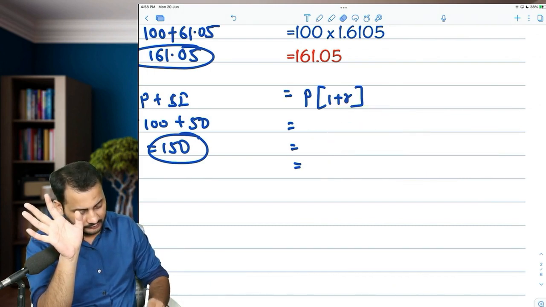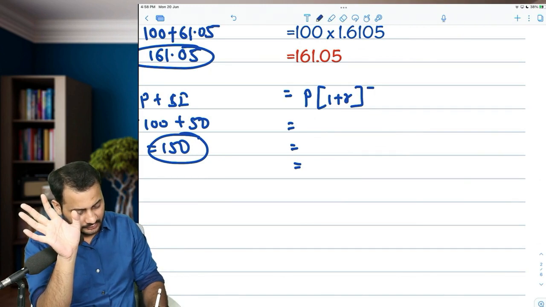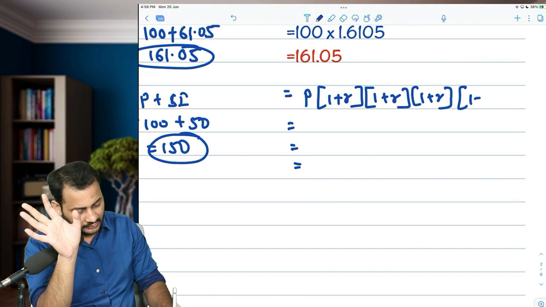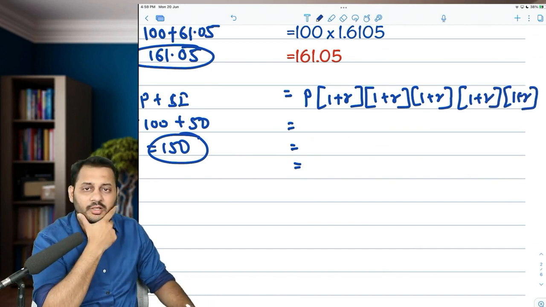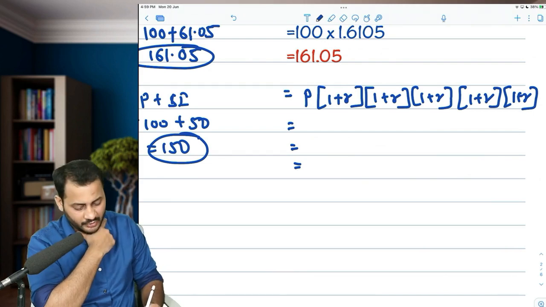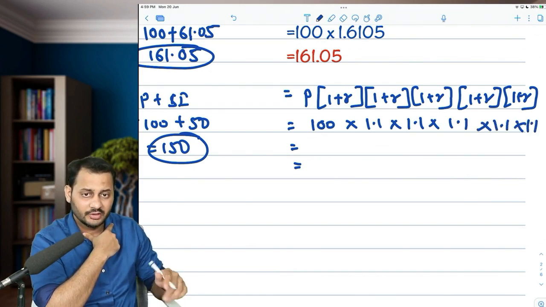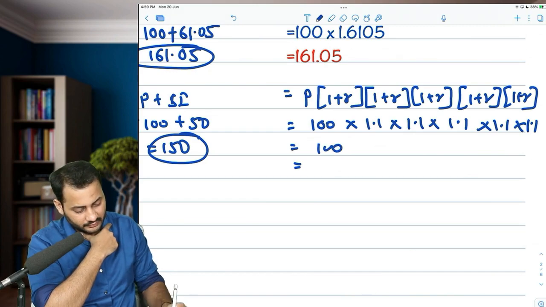Instead of this, we should go ahead like this: 1 plus r, 1 plus r, 1 plus r, 1 plus r. 5 times we should multiply the principal with 1.1. So try doing it. 1.1, 1.1, 1.1, 1.1 and 1.1. If you do this, you will get the answer. 1, 2, 3, 4, 5.